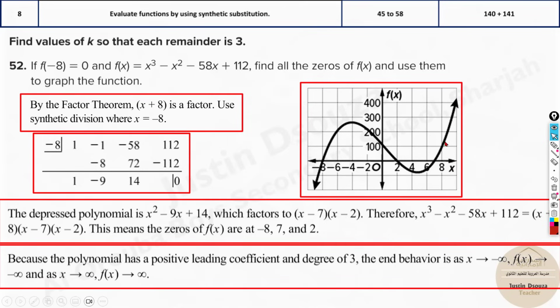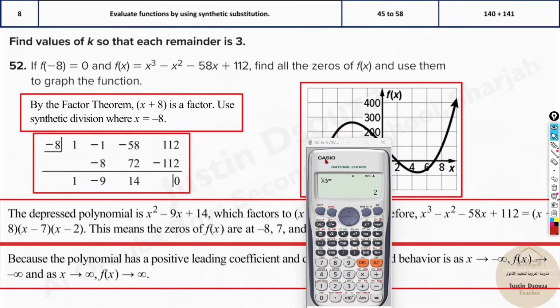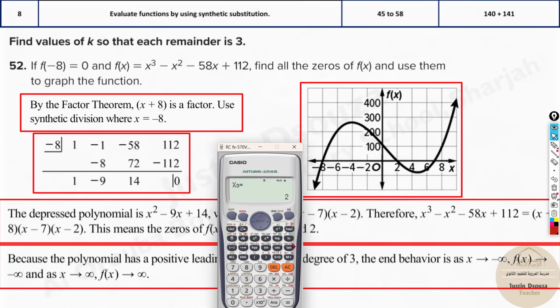Now, if your graphs are given, then you can just use the table method and solve it. I'll show you that as well. If at all your exam was given such that your options are 4 different graphs for this particular question, go to mode, 7 is for table, and type this equation. It is x cubed minus x squared, and then we have minus 58x plus 112, and just press equal to.